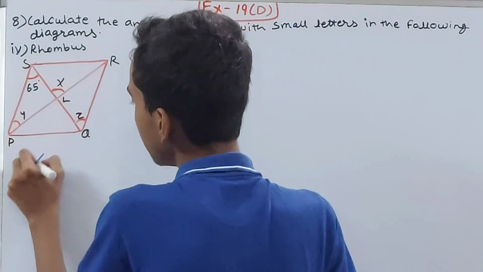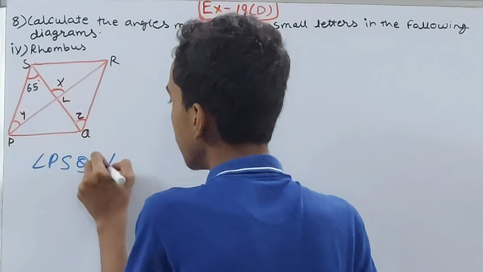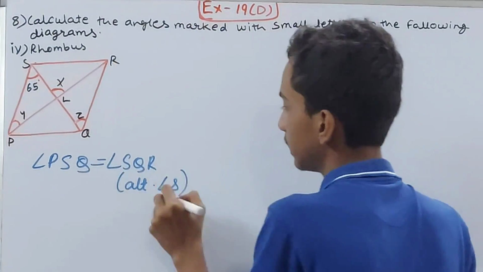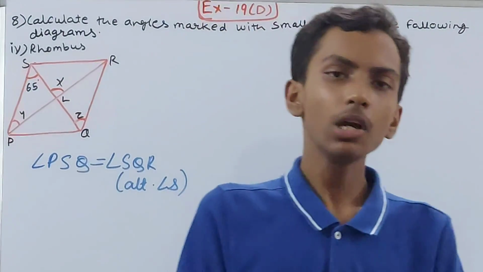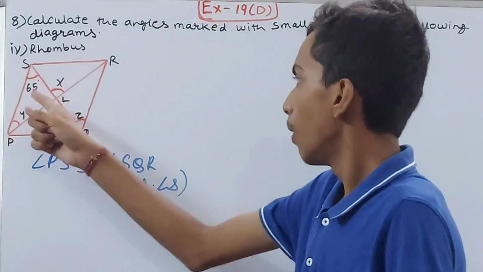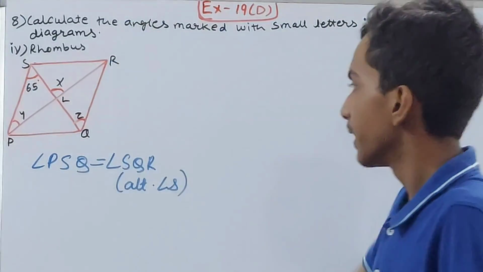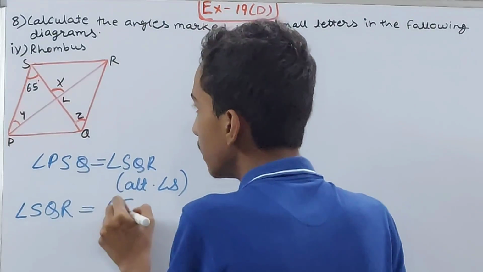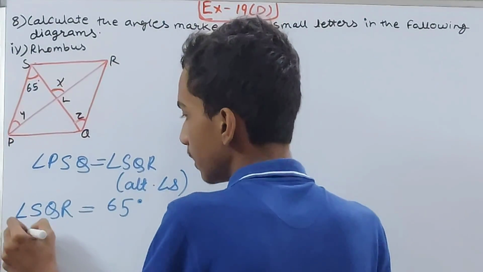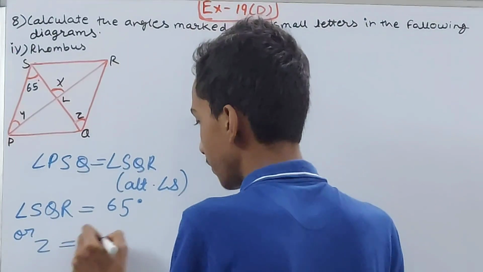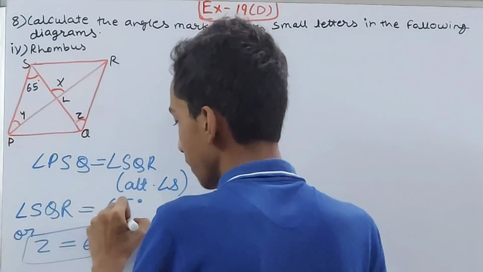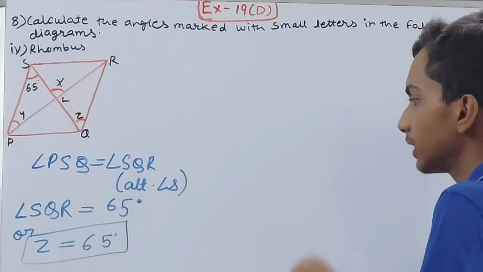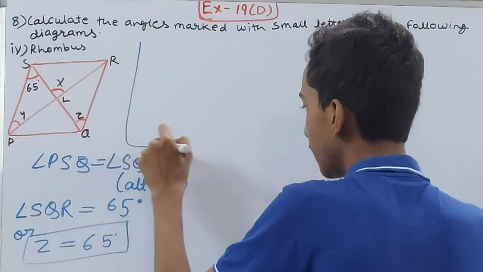So will I not say angle PSQ is equal to angle SQR by what theorem? By the alternate angles. These two are a pair of alternate angles. Alternate angles are always equal. So PSQ will be equal to SQR. Therefore angle SQR will be equal to 65 degrees, or Z is equal to 65 degrees. It is the same, it doesn't matter. So we have taken out Z first, one angle already, that is 65 degrees, out of all the three.